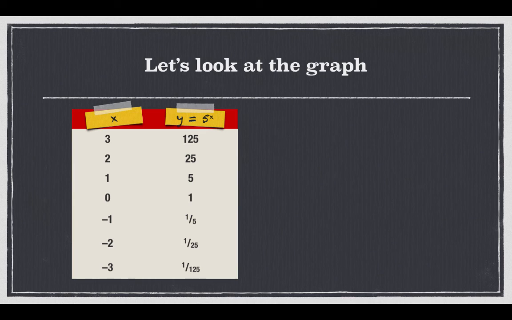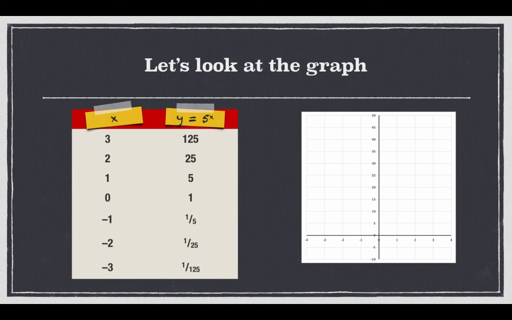Okay, so let's look at the graph of what this looks like. 3 and 125, I can't really see that because the y value is too far off of my graph. So let's start with the coordinates 2 and 25. That point is right there. The point 1 and 5 is right there. 0 and 1 is right there. Negative 1 and 1/5 is there. Negative 2 and 1/25 is there. And negative 3 and 1 over 125 is right there.